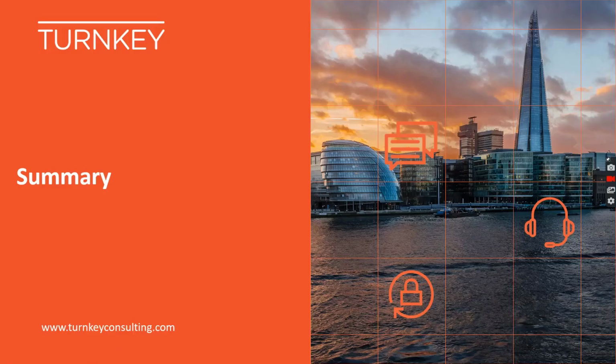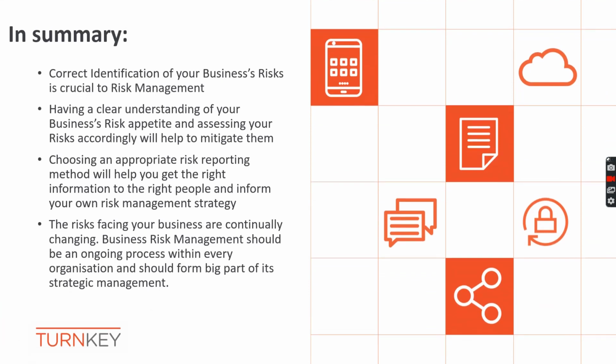So, some key points to take away. Correct identification of your business's risks is crucial to risk management. Having a clear understanding of your business's risk appetite and assessing your risks accordingly will help to mitigate them. Choosing an appropriate risk reporting method will help you get the right information to the right people and inform your own risk management strategy. And the risks facing your business are continually changing. Business risk management should be an ongoing process within every organization and should form a big part of its strategic management.